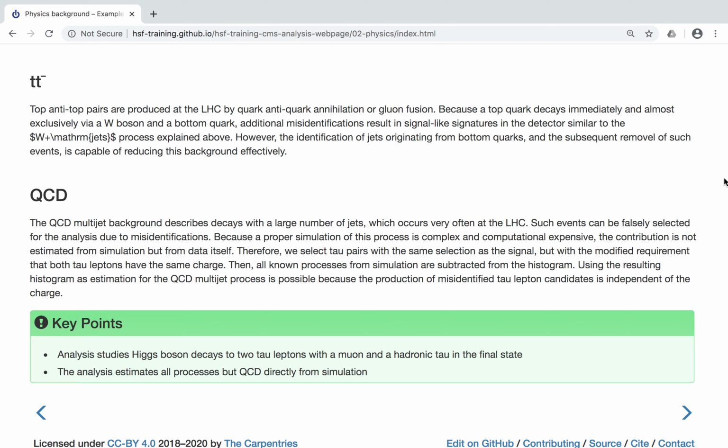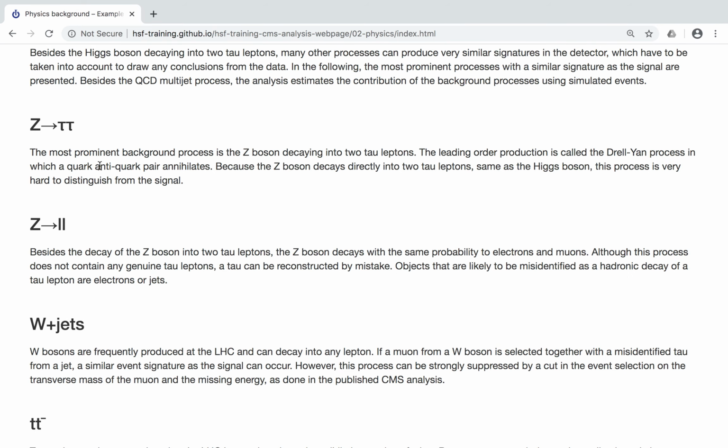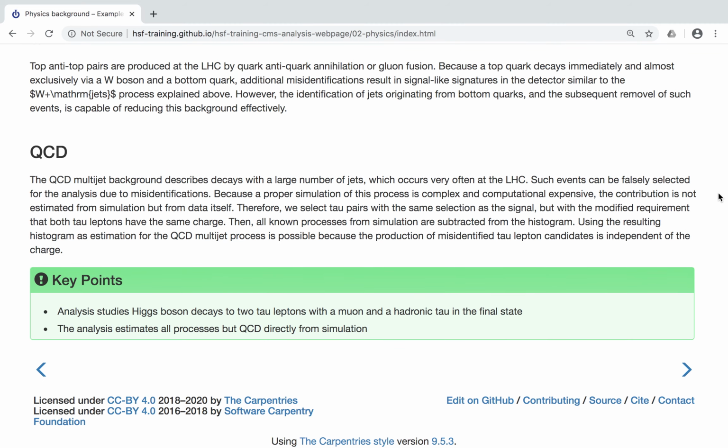So we've gone through many of the backgrounds, and so far we've only seen one of them that actually has genuine taus. This is something to consider on any collider experiment, especially at the LHC: there's just a lot going on in every event, and there's a decent chance that all these other physics objects in your events could be misidentified as your actual signal.